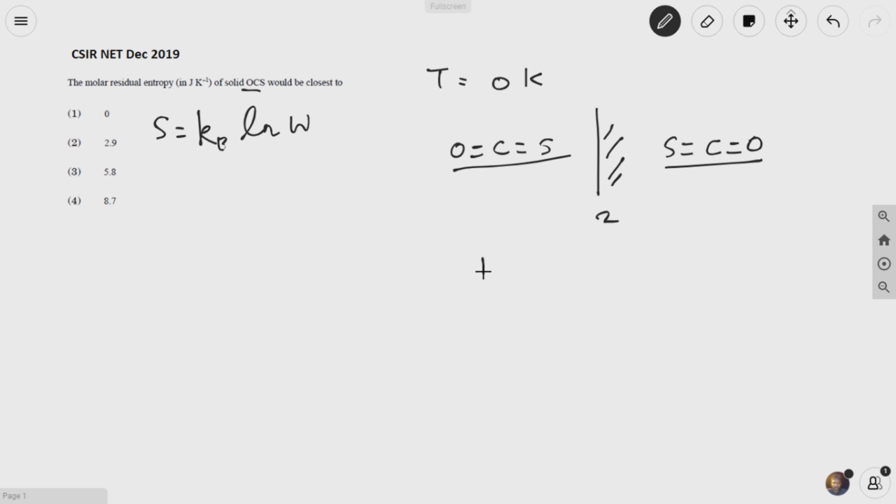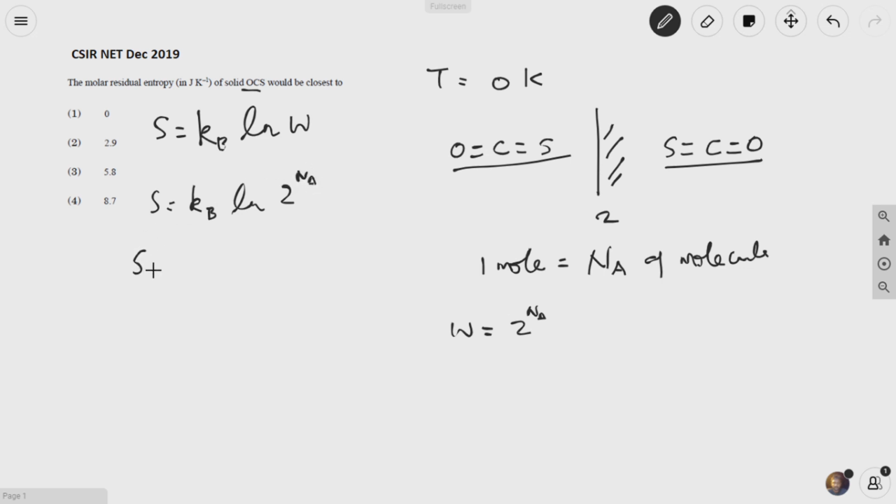So we know that 1 mole equals NA molecules, that is, Avogadro number of molecules. So if we extend it, the W will be equal to 2 to the power NA. So we are going to substitute that into this equation, so that will become S is equal to Kb ln 2 power NA.